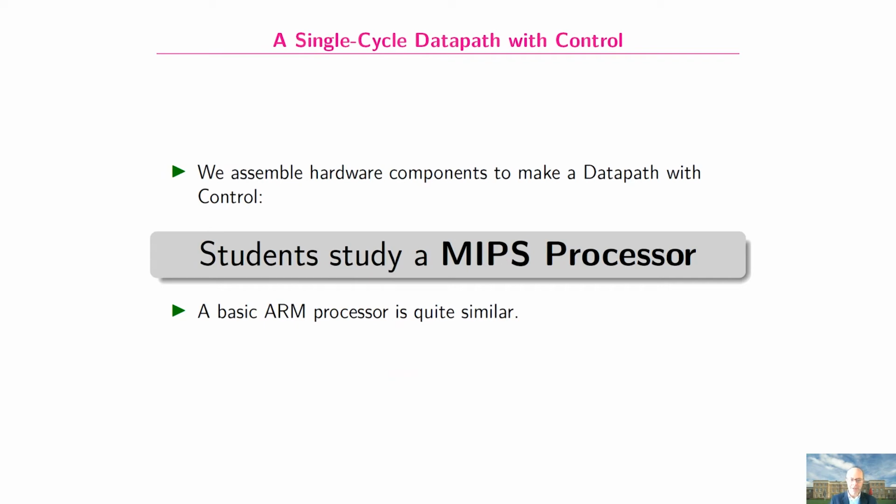Now we get to a more complex setting. So the students will study a data path, we've already looked at that, with something called a control unit. The basic idea is that a processor is made up of a data path and control. I've tried to give you a flavour of the data path, and the control unit is a part of the hardware that simply organises the data flow in the data path. Students study a MIPS processor in detail, but there are processors that are really quite similar, but we won't talk about those here.